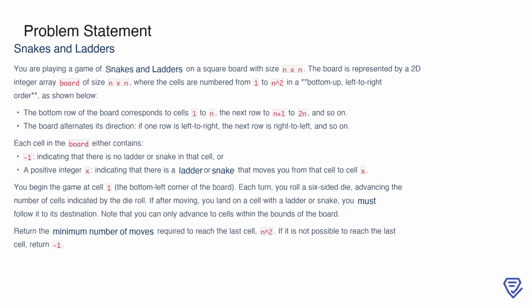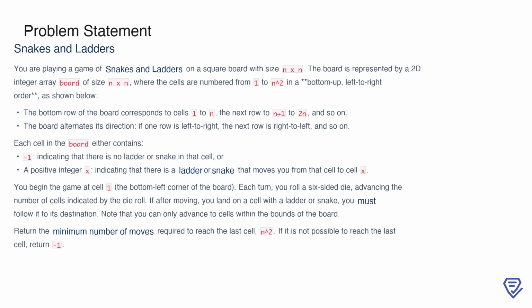In this problem, we are tasked with solving the game of snakes and ladders. The game is played on an n x n square board, which is represented as a 2D integer array called board. The cells on the board are numbered sequentially from 1 to n^2, starting from the bottom left corner. The numbering proceeds in a bottom-up direction, alternating between left to right and right to left for each row.